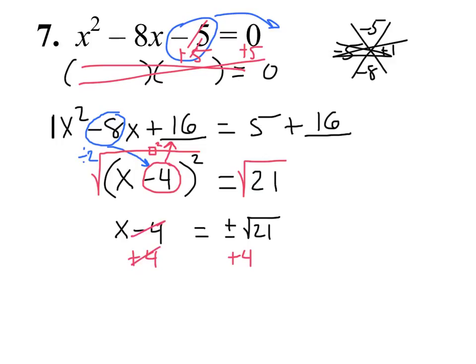Now, here's something you're going to see a lot in this class. I always like my radicals to come last. So in this situation, I'm going to say that my answer is 4 plus and minus the square root of 21.